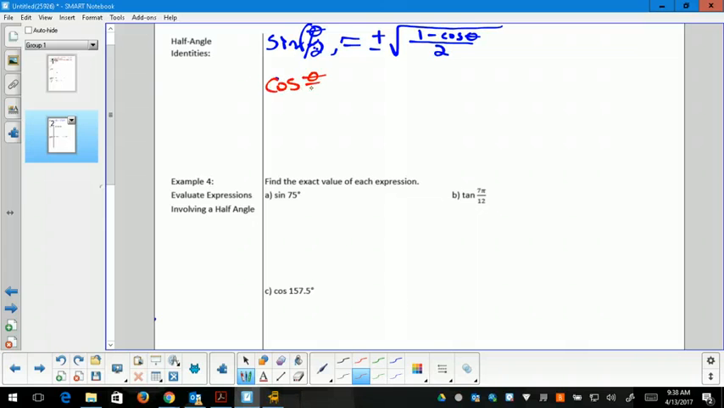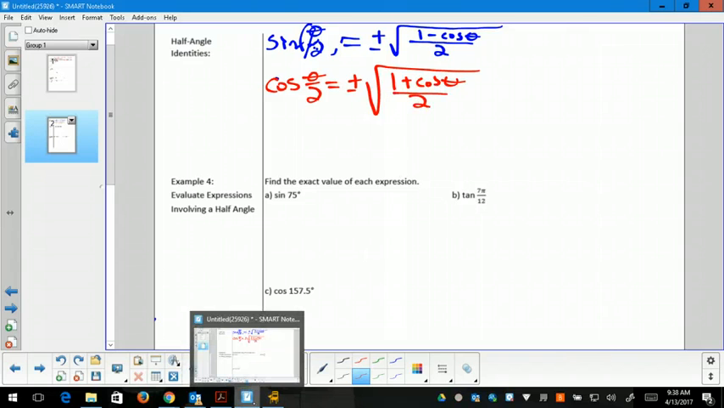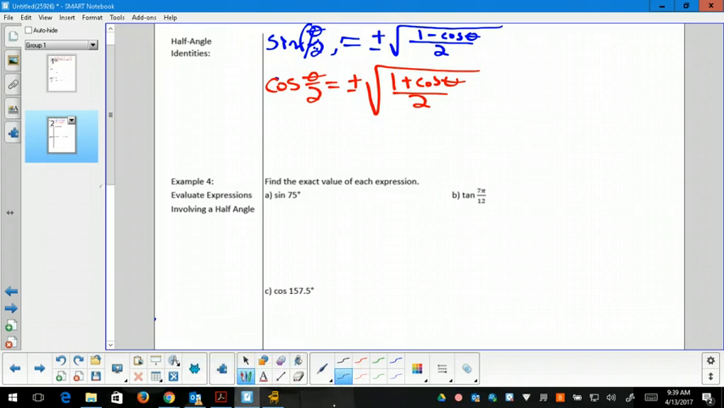Cosine theta over 2 is plus or minus the square root of 1 plus cosine theta over 2. And obviously we have to simplify it, so we will sometimes have to rationalize the denominator, though sometimes it'll work out nicely. We won't have to because we'll just get a whole number down there, or a perfect square down there actually. For tangent there are 3. I'll let you guess which one I use the most often, or which one I prefer to use.